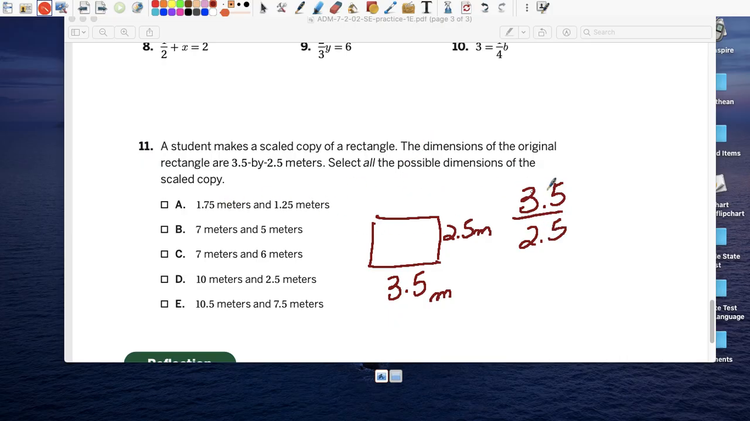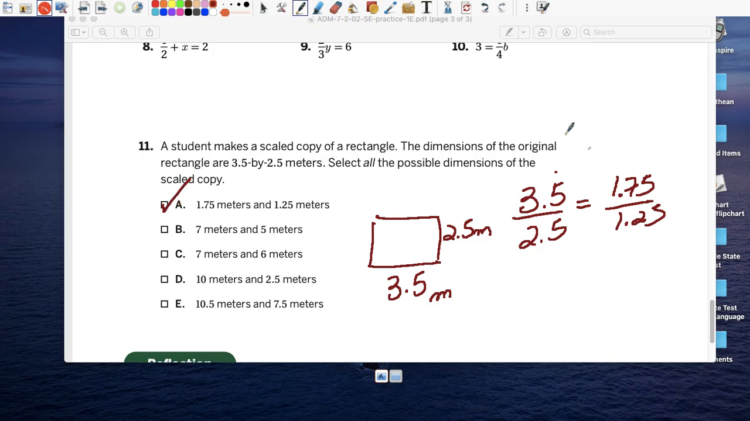All right, let's bring the first one to the front. 1.75 meters to 1.25 meters. Well, what can we do here? Are these two the same? Now, are they? 3.5 divided by 2 is 1.75. 2.5 divided by 2 is 1.25. So it got scaled down by a half. Right, so A is okay.